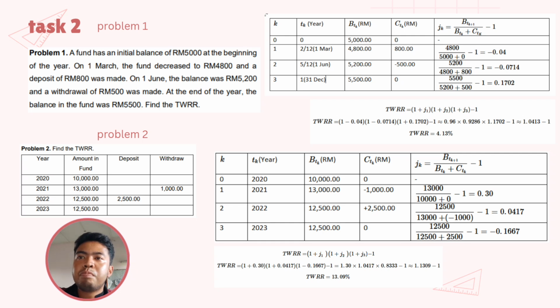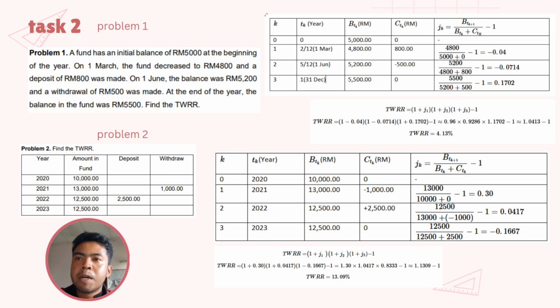Okay, we split the year into segments based on transaction date. For each sub-period, we calculate the return J using the formula. So there I state the formula. Then we compute TWRR by compounding: TWRR equal to (1 + J1)(1 + J2)(1 + J3) minus 1. Then we substitute the J into that formula. Then we get TWRR is 4.13%. So TWRR for the problem is 4.13%.